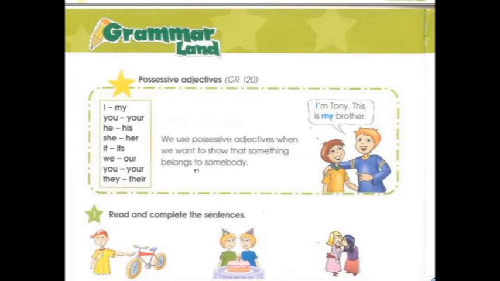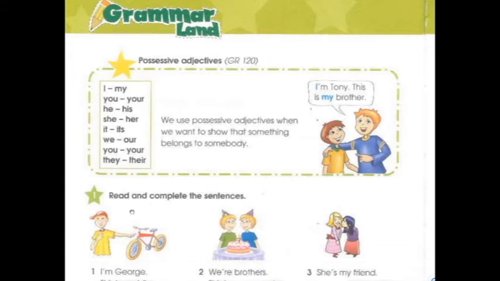Boys and girls, we must do exercise number 2. Complete the sentences. Use my, your, his, her, their, or our. Закончите предложение. Используйте мой, твой, его, ее, их или наш. The answer. Look at Joe and his new kite.